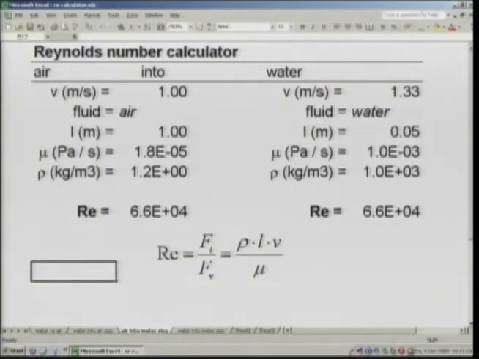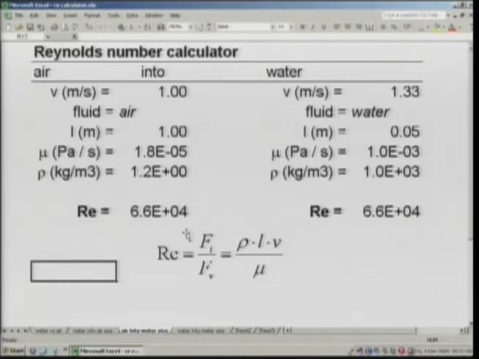Here on the computer screen, here's the formula for the Reynolds number. The Reynolds number is Re, and it's the ratio of the inertial forces of the fluid over the viscous forces of the fluid that tend to impede flow. We can make this a bit more detailed. The Reynolds number is equal to the ratio of rho, the density, times the length of an object, in this case the diameter of the cactus, times the velocity of flow past the plant, divided by the viscosity symbolized by mu.